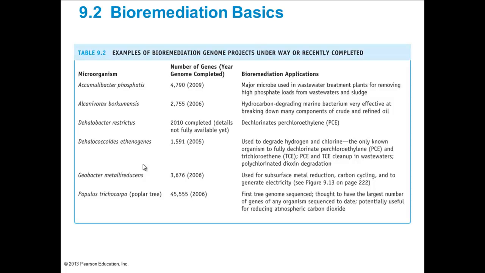One contaminant that is very, very difficult to degrade is perchloroethylene. And so you see it here twice, perchloroethylene for Dehalobacter restrictus and Dehalococcoides ethenogenes. These have been isolated. Dehalococcoides ethenogenes was isolated from a waste treatment plant, and it will reductively dechlorinate perchloroethylene to trichloroethylene to dichloroethylene to vinyl chloride, and then finally to ethylene.